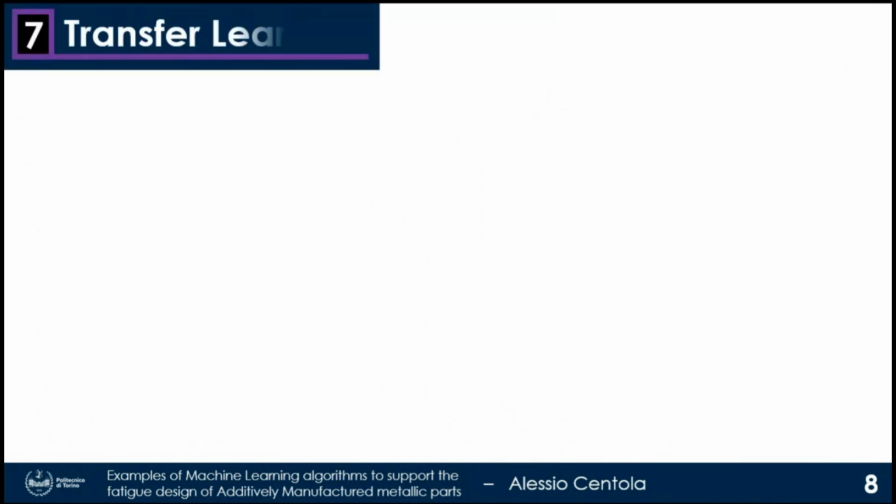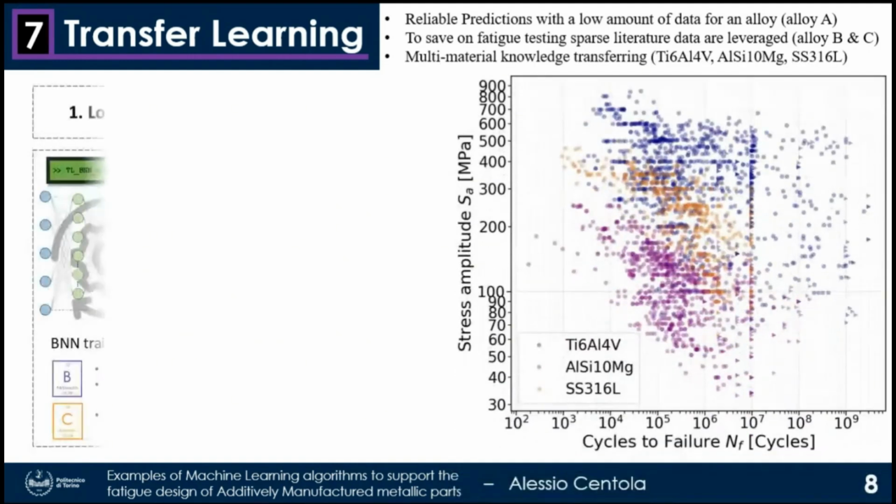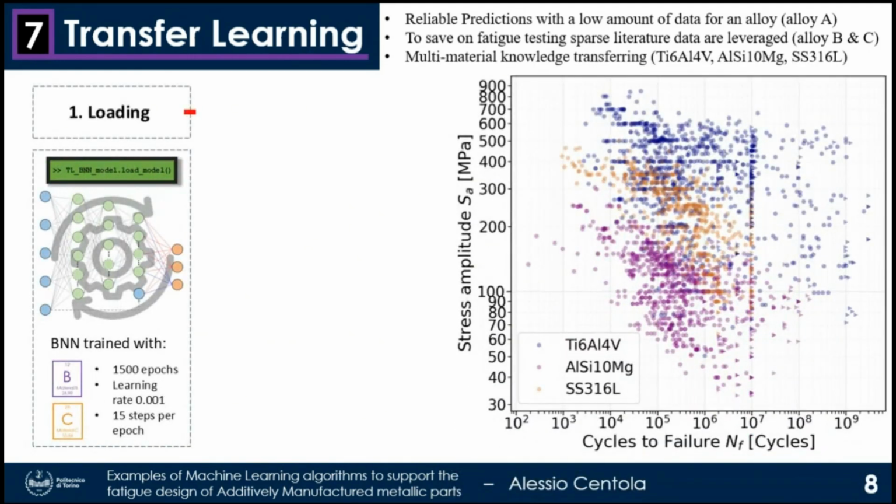The last thing that we can see is transfer learning, which is something that is very useful to produce a reliable prediction when a low amount of data is available for an alloy. So let's say we have alloy A, and we have a few training points. To save on fatigue testing, sparse literature data are leveraged. So let's say we have other alloys, alloy B and C. We can leverage these data points belonging to these alloys to improve the precision of the alloy A. And this is done by leveraging multi-material knowledge transfer with the 3 alloys I've shown before.